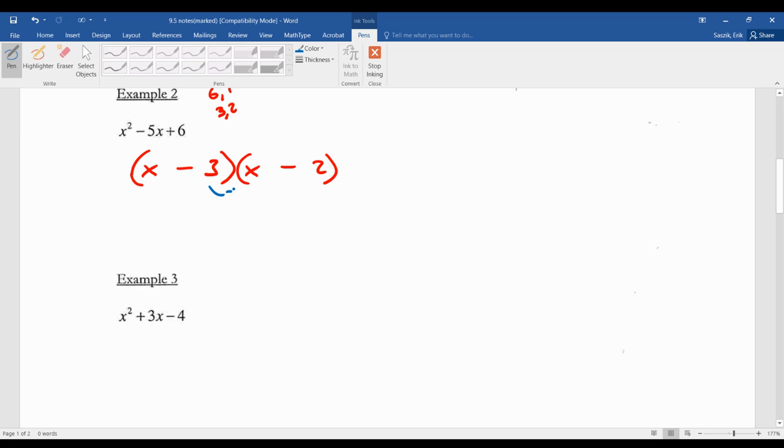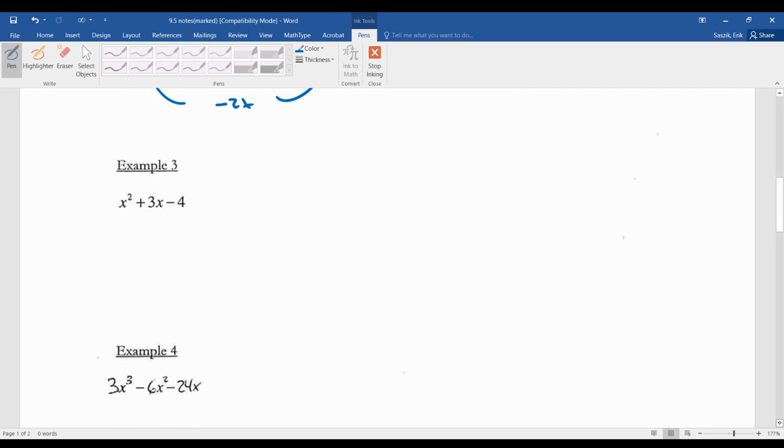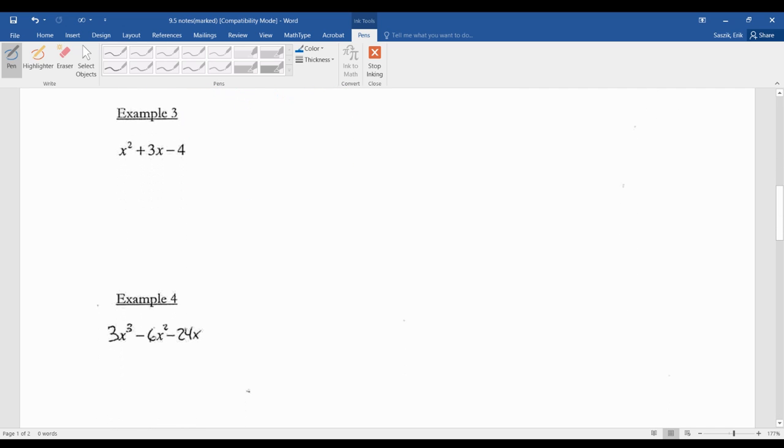Okay, I get negative 3x with this inner term, and then this outer term is negative 2x, see? And together that's negative 5x, so this is right. Negative 3 times negative 2 is positive 6, and then the middle term works out as well. So maybe you can try one yourself.